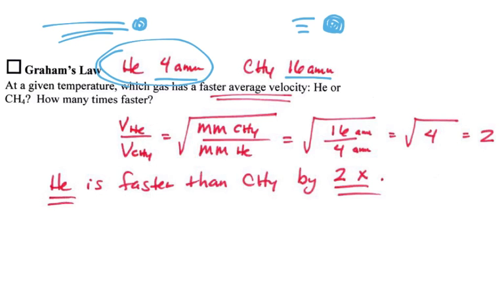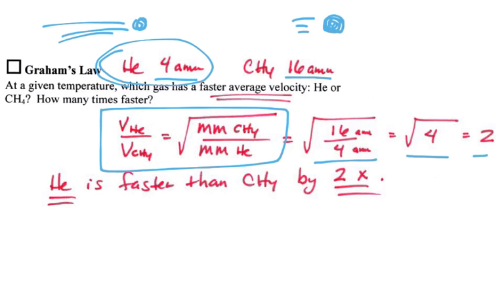Now the question is, how much faster does it move? Well, it's 4 to 16, so you might want to say it's 4 times lighter, so it's moving 4 times faster. That's not true. The idea is that it's the square root of their masses that you have to use to calculate the velocity ratio. So it's the square root of 16 over 4, which is the square root of 4, which is 2. So helium is faster, that part's easy, and it's not faster 4 times, it's faster by the square root of 4, it's faster by 2 times. So helium moves twice as fast as methane, and that is the quick check.